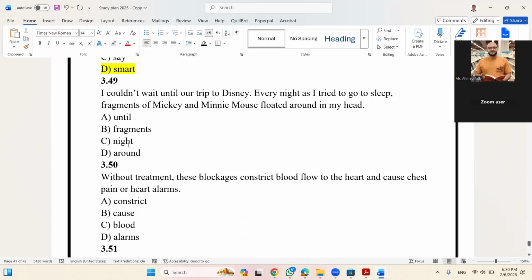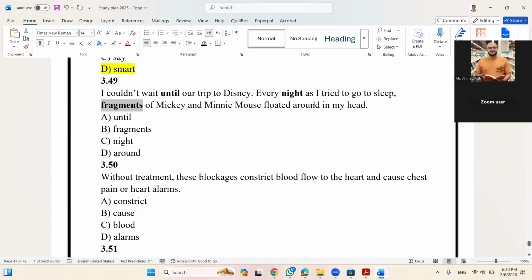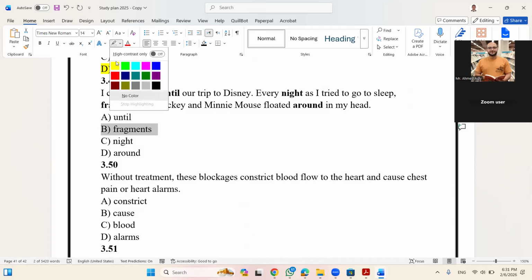I couldn't wait until our trip to Disney. Every night, as I tried to go to sleep, fragments of Mickey and Minnie Mouse floated around in my head. Head is not right here. No, we can say around my head. Fragments mean pieces of something. So here we can say visions, images, not fragments.